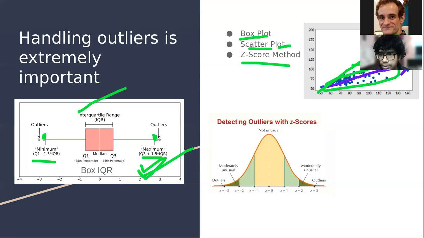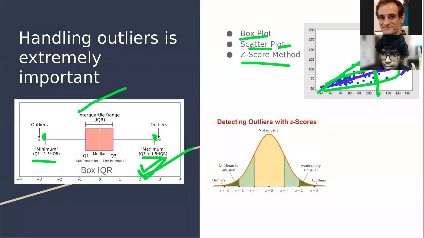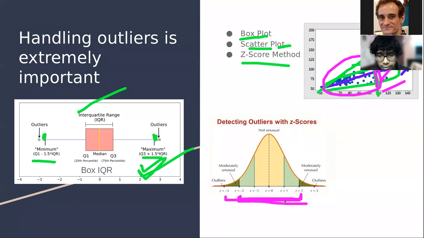Now what is scatter plot? Let's say you don't want to go over the statistical method, you want a more reliable method. You just plot out all the points. Now what you decide is any value for x greater than 100, remove the values, don't keep the values. These are removed. So the remaining points will be taken into consideration. What is the z-score method? Similar to box IQR, we have the z-score method. Anything which is within two standard deviations from the center will be taken into consideration, or three standard deviations. Anything beyond three standard deviations is an outlier.